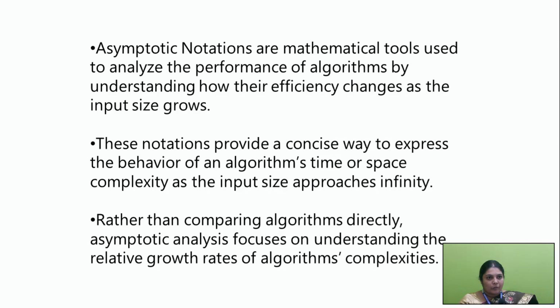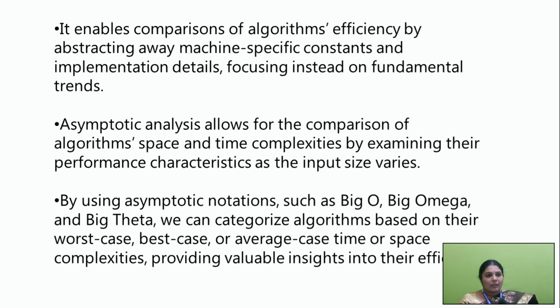These notations provide a consistent way to describe the behavior of an algorithm's time and space complexity. Next, it enables the comparison of algorithm efficiency by abstracting away machine-specific constants. Asymptotic analysis allows for a comparison of algorithm space and time complexity as the program size grows, and it depends upon the worst case, best case and average cases.